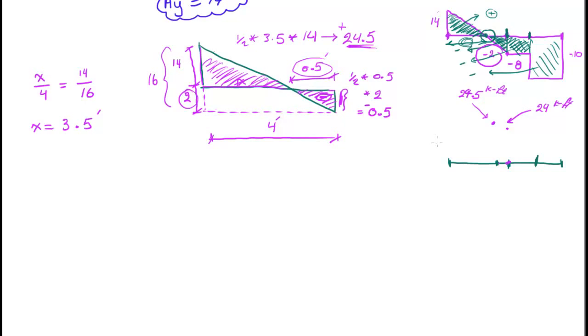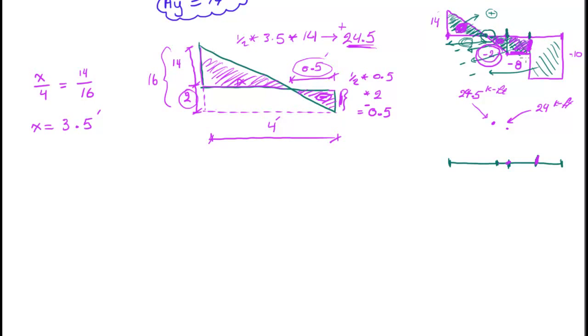Okay, so using the same logic, for this point, it's just the area of this added to the area of this part added to the area of that part. So what is the area of this? It's this distance multiplied by this height. This height is 2, or negative 2 the other way.